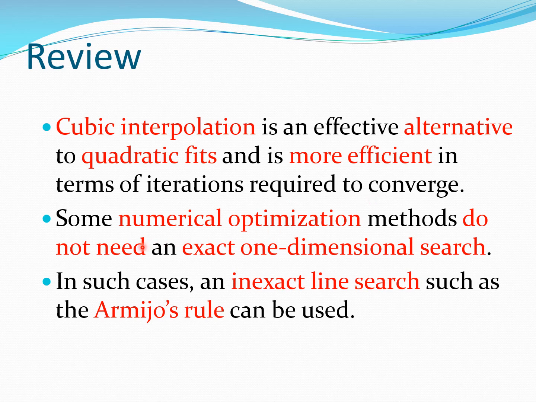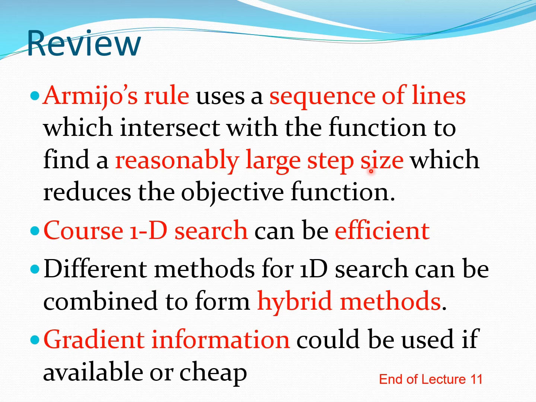Now, there are many situations where you do not need to do a very precise one-dimensional search, that is something like 10 to the power of minus 8 level of convergence and so on. In such cases, you can use certain rough methods which are broadly classified as inexact line searches, such as the Armijo's rule. In this Armijo's rule, you use a sequence of lines which essentially intersect with the function, and you find a reasonably large step size which reduces the objective function.